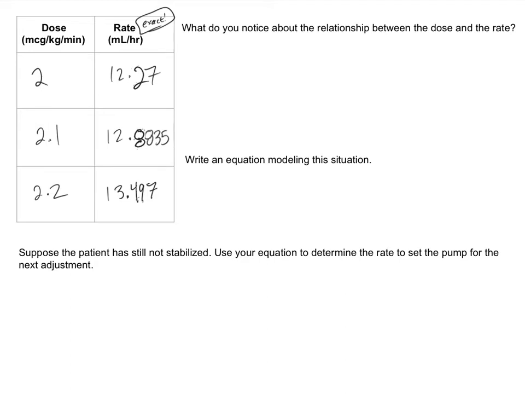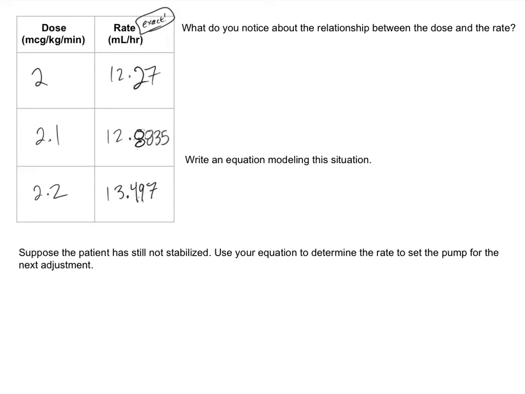So I've gone ahead and placed the dose and rates in this summary table where we can see when we had a dose of 2 micrograms per kilogram per minute, the exact value in milliliters per hour, not the pump, but what we needed to do exactly, was 12.27 milliliters per hour. When we increased to 2.1, we have the accompanying value here, 12.8835 milliliters per hour. And with that last dose of 2.2, we got 13.497.